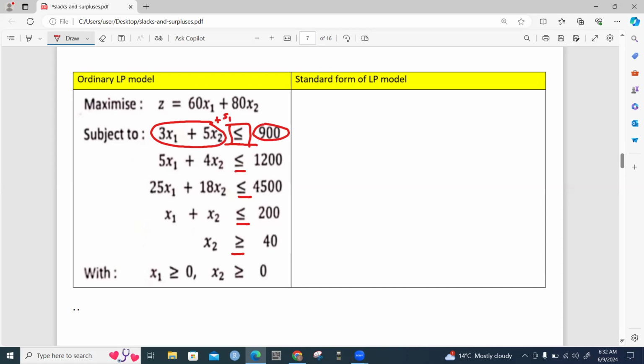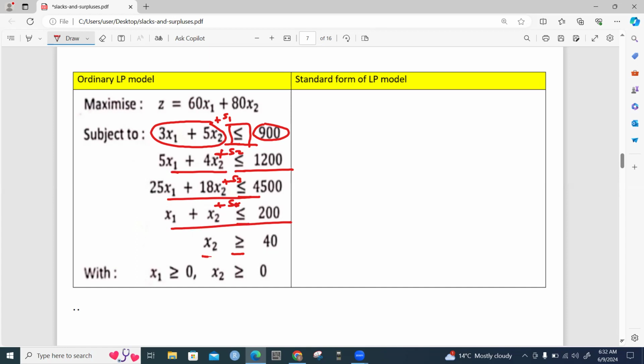Similarly, for the second constraint on machine hours, the left-hand side is also less than the right-hand side. So to convert the inequality to equal, I must add some quantity on the left, which I'll call S2, or slack 2. And then finally, this one also I'll add slack 3. That will be the amount of the quantity. This will be slack 4.